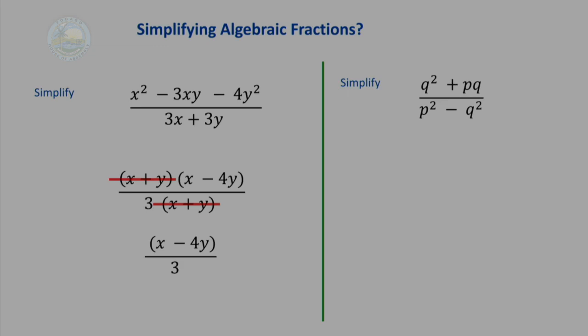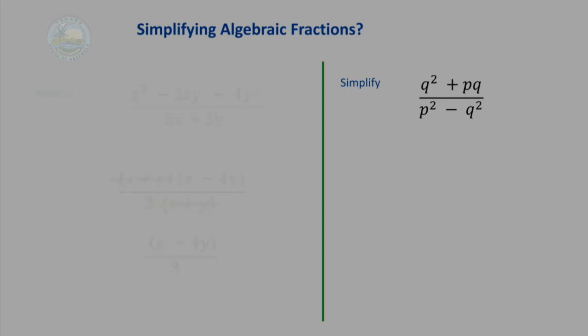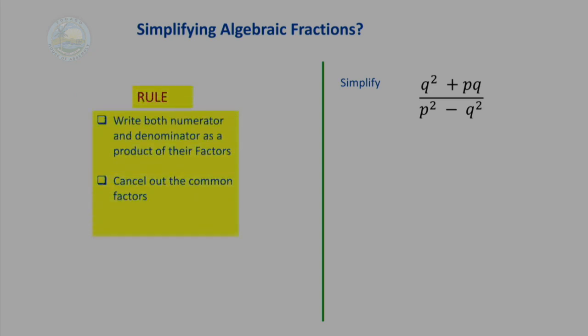Again, what we need to do is to write the numerator and denominator as a product of their factors. That's the steps, right? Let's check and see. Here are the steps. We are writing both numerator and denominator as a product of their factors, and then we cancel out the common factors. Remember, in order for us to do that, we need to do some factorization.